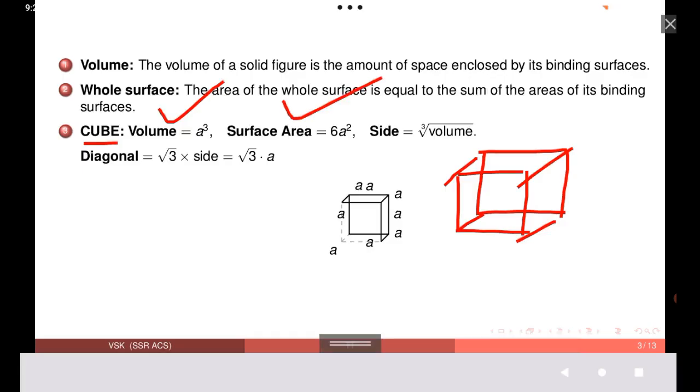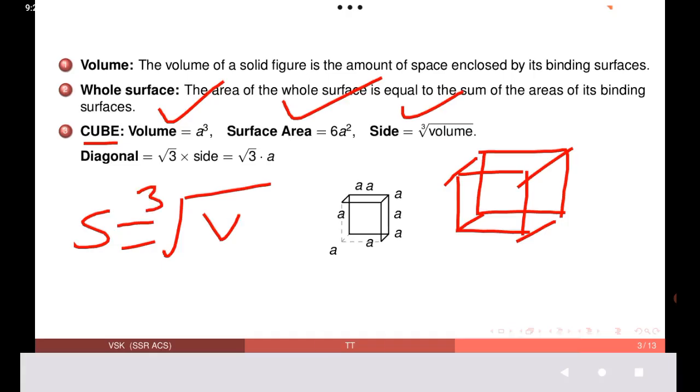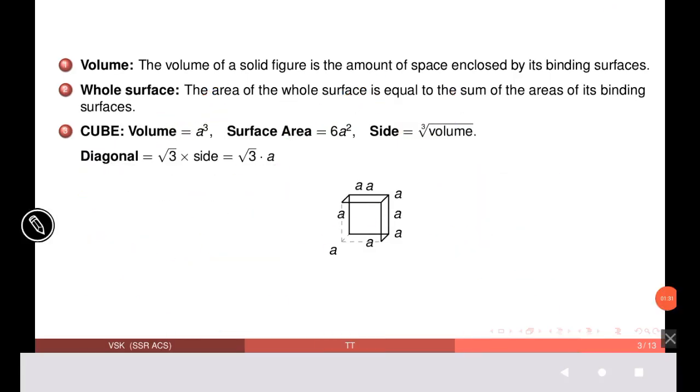And how to find the side? If the volume is given, then the side will be the cube root of the volume. This is the side of a cube if the volume is given. And the diagonal, how to find the diagonal? It is under root 3 into side, that is root 3 a. So all these formulas you will have to memorize.